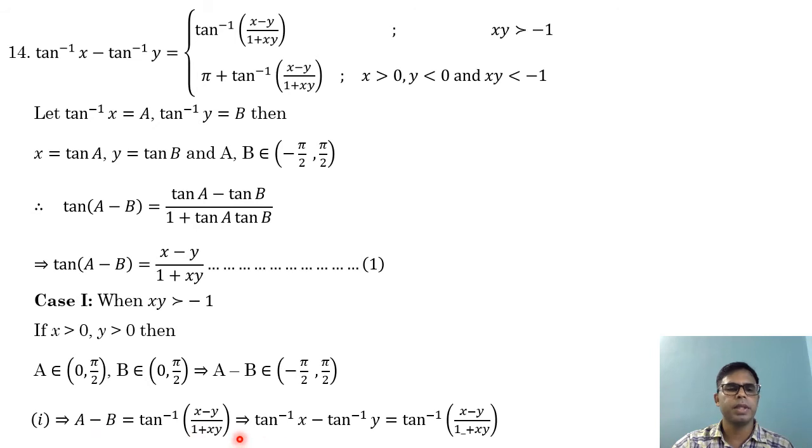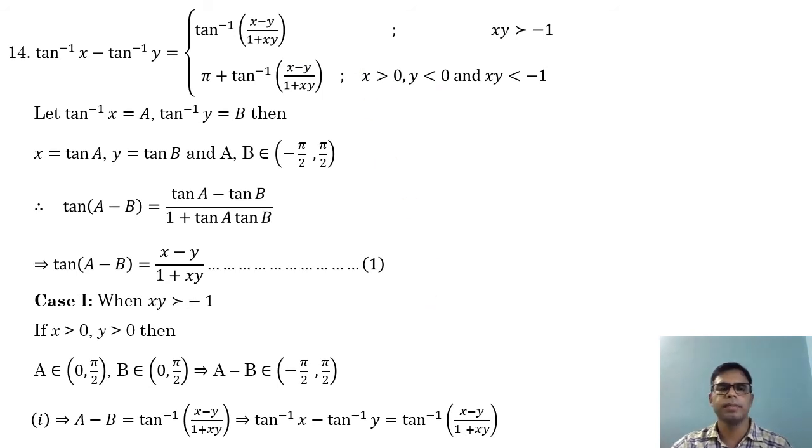So a minus b is equal to, on the right hand side, tan inverse of (x minus y) divided by (1 plus xy). But a is equal to tan inverse x, so I write here tan inverse x, and b is equal to tan inverse y, so I write here tan inverse y is equal to this one. So this is the proof for case 1. Now we take case 2.